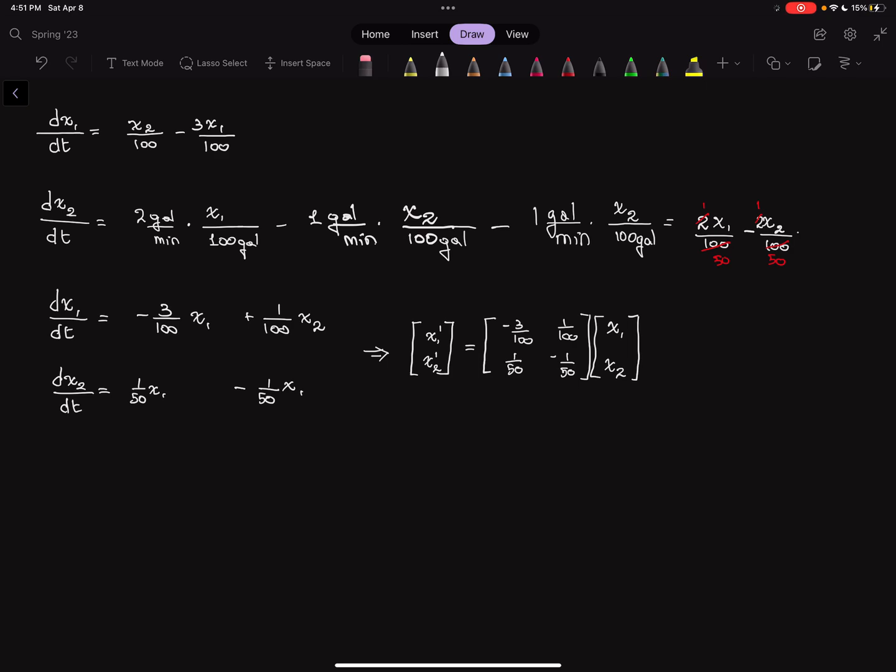So now that we have this, we need to solve the eigenvalue problem. So I'll call that part A1 and part A2. So this is part A1, and then we'll solve it.